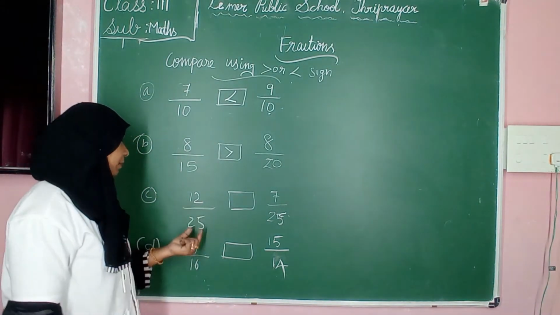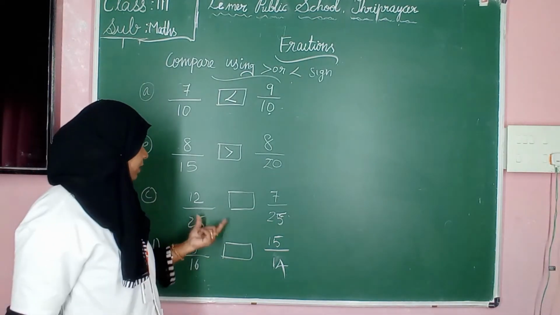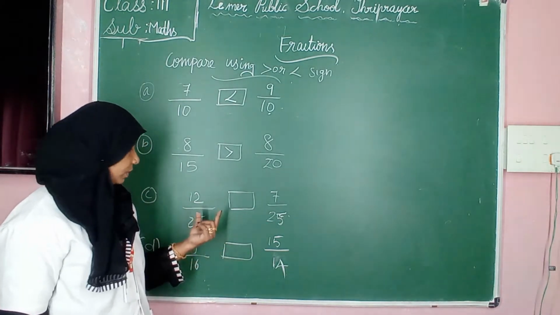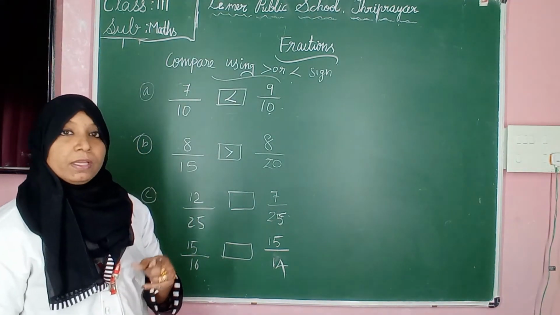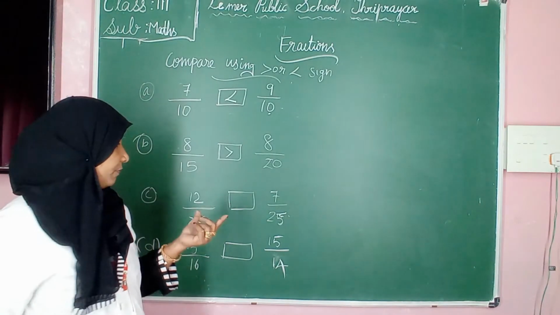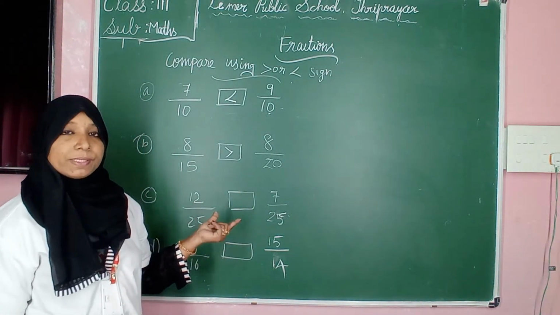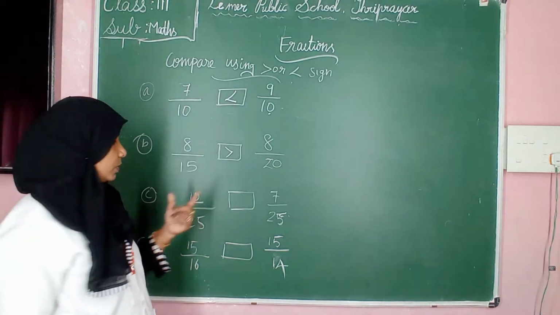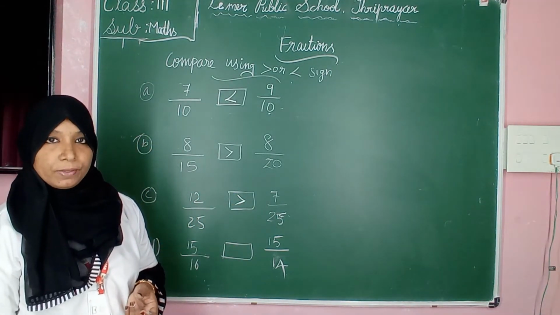Third one, 12 by 25 and 7 by 25. Here denominators are the same, so we have to compare the numerators. Whichever numerator is greater, that fraction is greater. So here 12 and 7. 12 is greater than 7. So 12 by 25 is greater than 7 by 25.